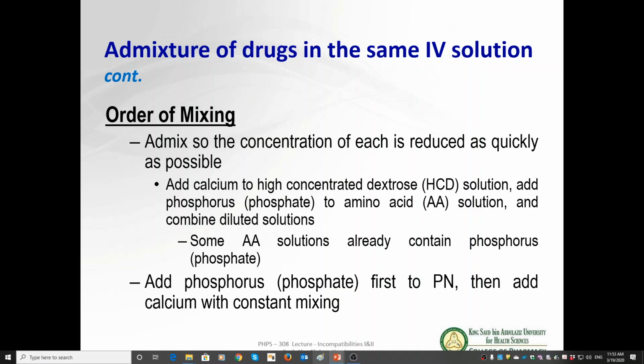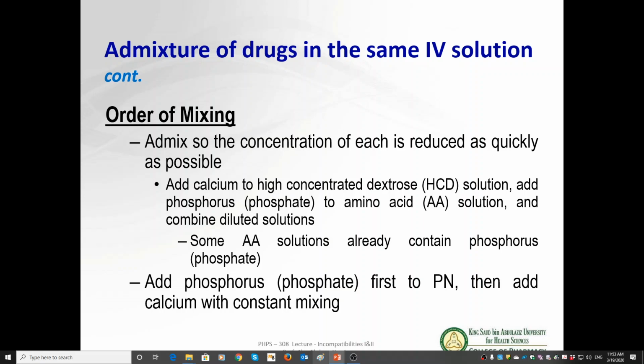For example, this is an order of mixing procedure for calcium and phosphate. They say add calcium source to high concentrated dextrose. The idea is you try to dilute both of them first before mixing the two together. So you dilute the calcium source with concentrated carbohydrate, high concentrated dextrose. It's part of the TPN.